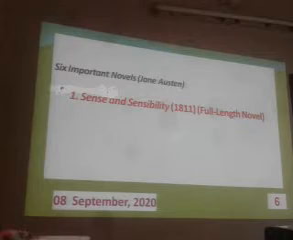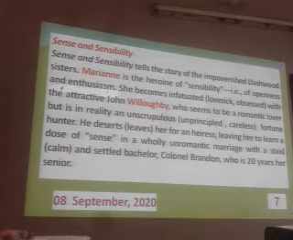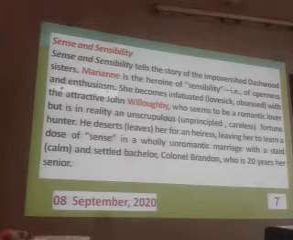Let us discuss 6 important novels written by Jane Austen. First one is Sense and Sensibility, that was composed in 1811. It is a full-length novel. Sense and Sensibility tells the story of the impoverished Dashwood sisters. Marianne is the heroine of sensibility, that is of openness and enthusiasm.